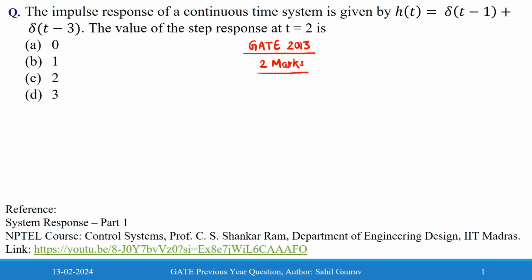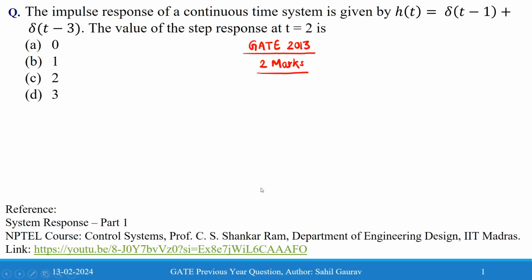The problem is that the impulse response of a continuous time system is given by h(t) is equal to delta(t minus 1) plus delta(t minus 3). The value of a step response at t is equal to 2 is, and the options are 0, 1, 2 and 3. So clearly this problem is from the control system subject. If you want to have a detailed concept regarding this problem, you can refer to this NPTEL lecture, System Response Part 1, and the course name is Control Systems by Professor C. A. Shankar Ram, Department of Engineering Design, IIT Madras, and the YouTube link is also shown over here.